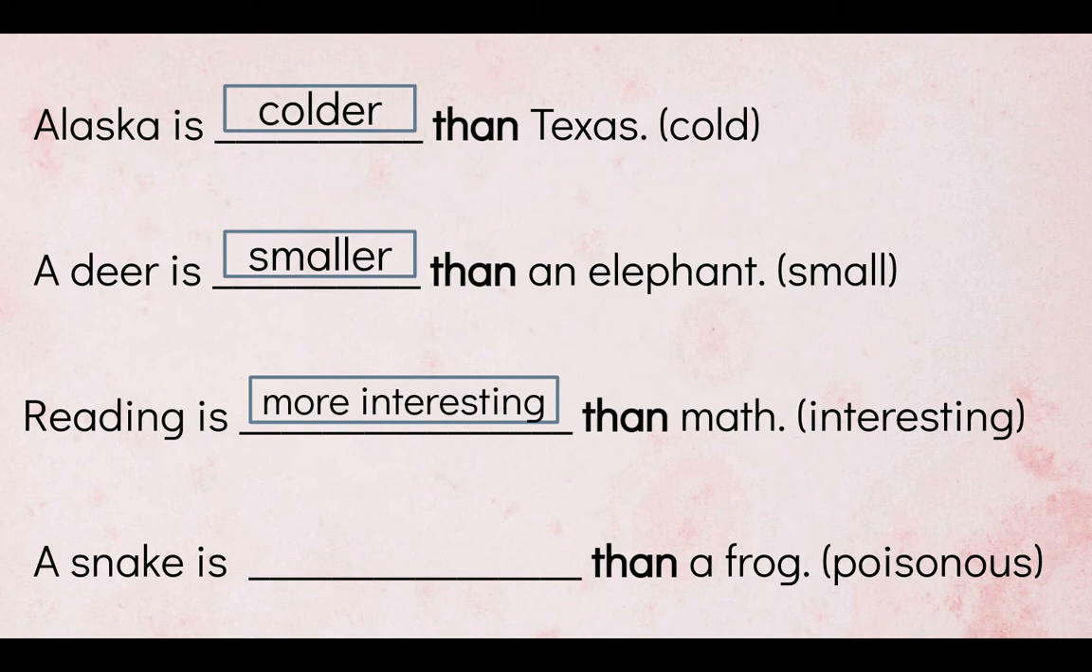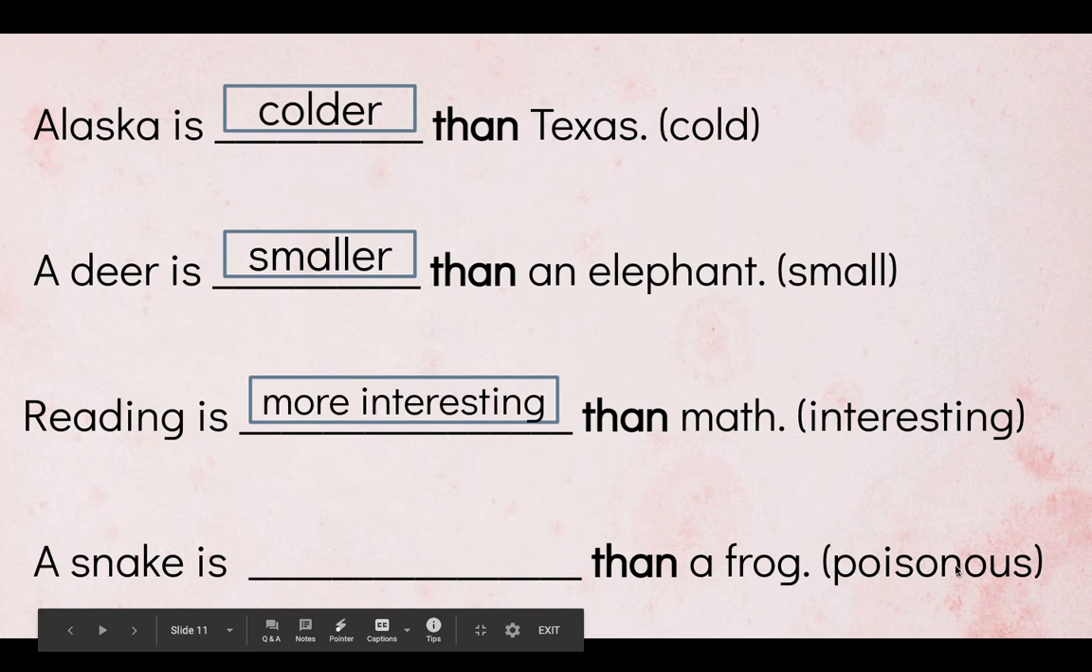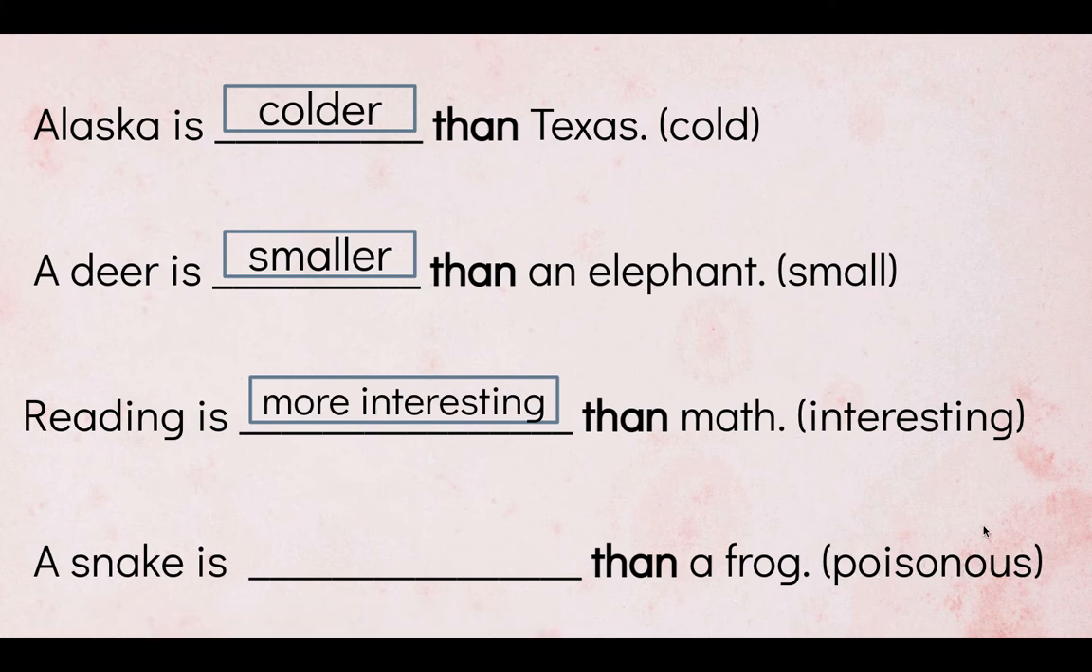Also, a snake is blank than a frog. The word is poisonous. Let's count how many syllables we have. Poisonous. So, do I add ER? Let's try it. A snake is poisoner than a frog. Does that make sense? No. So I would have to say a snake is more poisonous than a frog, right?